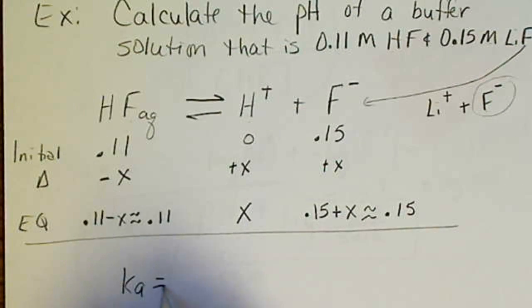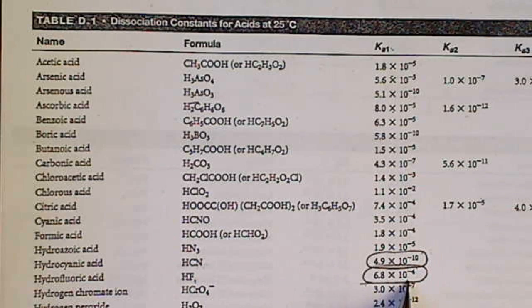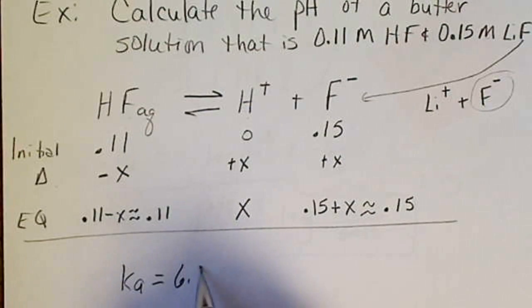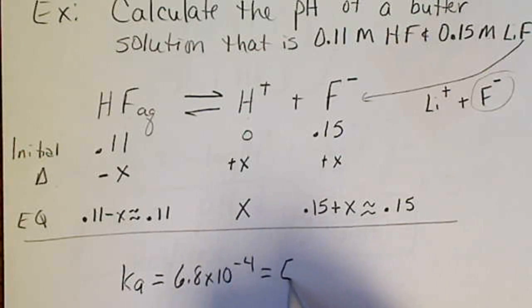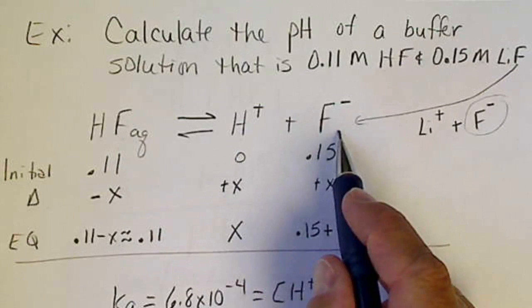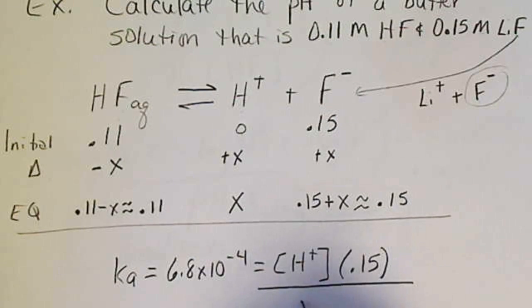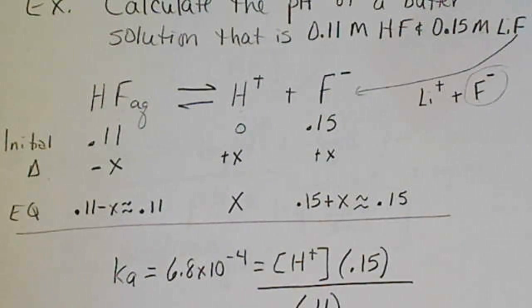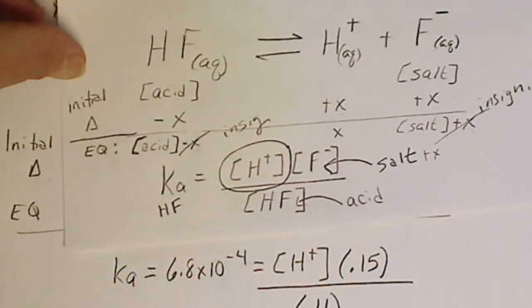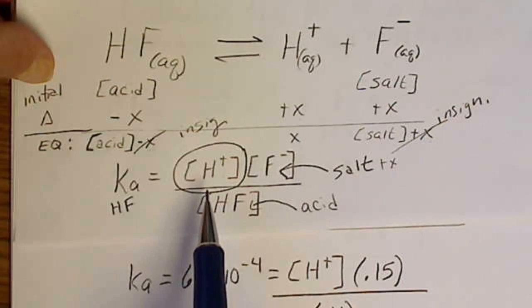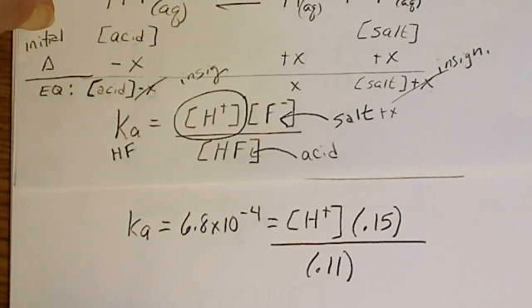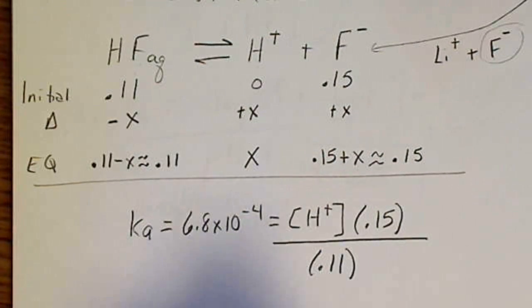So when I set up the equilibrium expression, Ka for hydrofluoric acid is 6.8 times 10 to the minus 4. So that goes here. This is equal to H plus times the F minus, which is 0.15, divided by the HF concentration. So all I've done is substitute the values in for this equation here. So as usual, the equilibrium expression for the dissociation of the weak acid governs what we're doing. We just plug those in and solve for H plus.